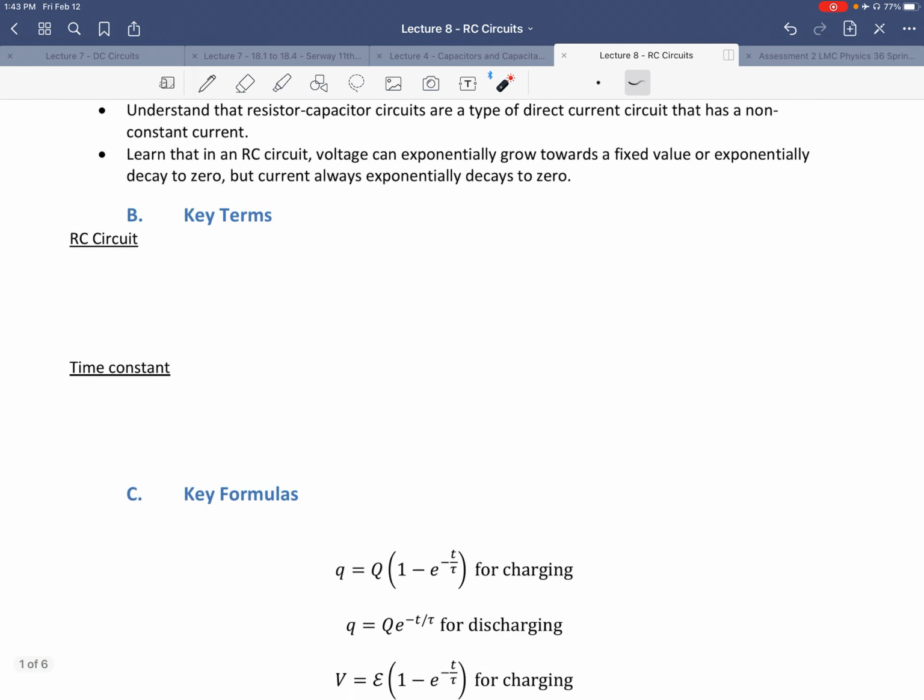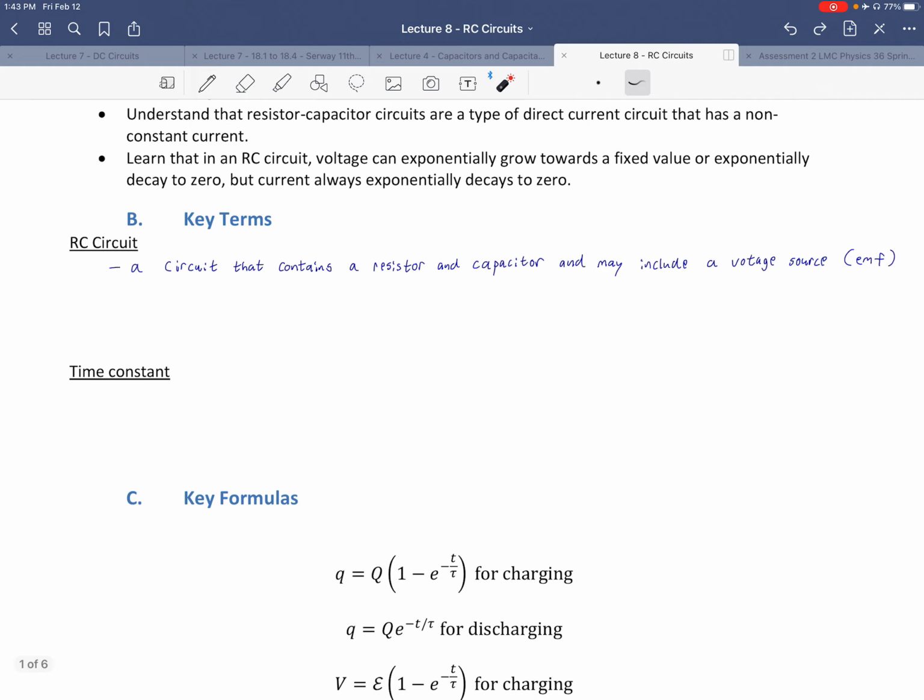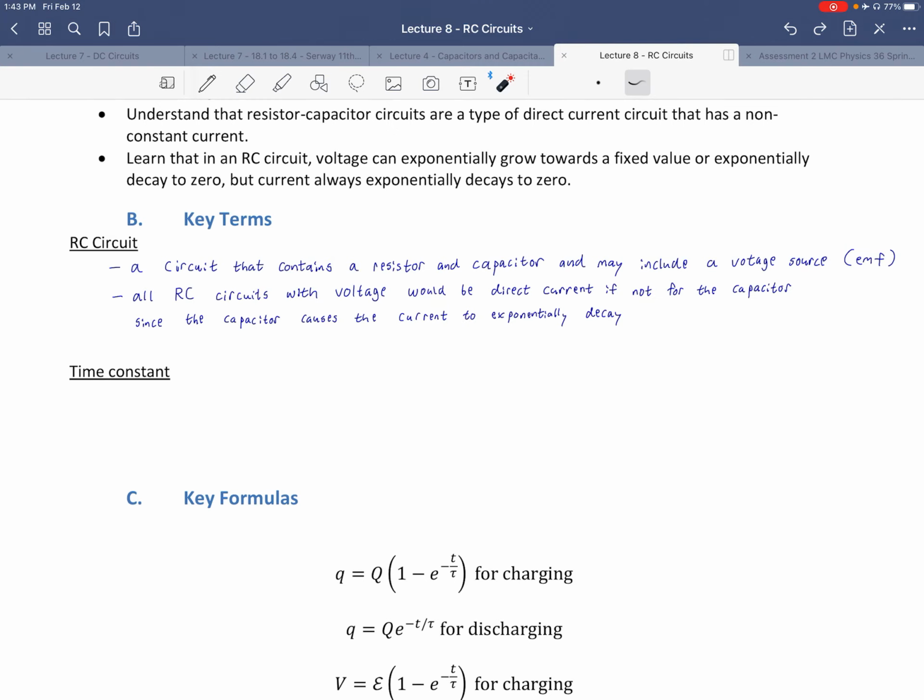So RC circuit, you already know what I'm going to say, is a circuit that contains a resistor and a capacitor and may include a voltage source. It would include a voltage source in the case of a charging capacitor. All RC circuits with voltage would be a direct current if not for the capacitor, since the capacitor causes the current to exponentially decay. Because as the capacitor fills, the current is impeded until the current eventually stops. We'll return to this idea a couple of times.